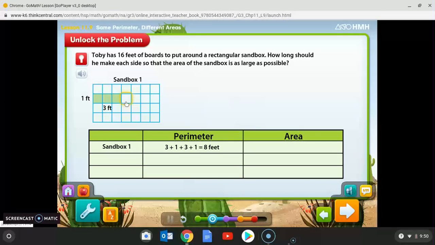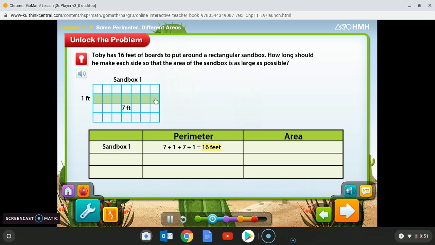3 and 1 make 8 feet. 3 plus 3 is 6, 1 plus 1 is 2, and 6 plus 2 is 8. Then I have 10 feet of perimeter because 1 and 4 is 5, and 5 plus 5 makes 10. If I have 5 feet on one side and 1 foot on the other side, that's 6 and 6, which equals 12. 6 and 1 means 6 plus 1 is 7, which makes 14.